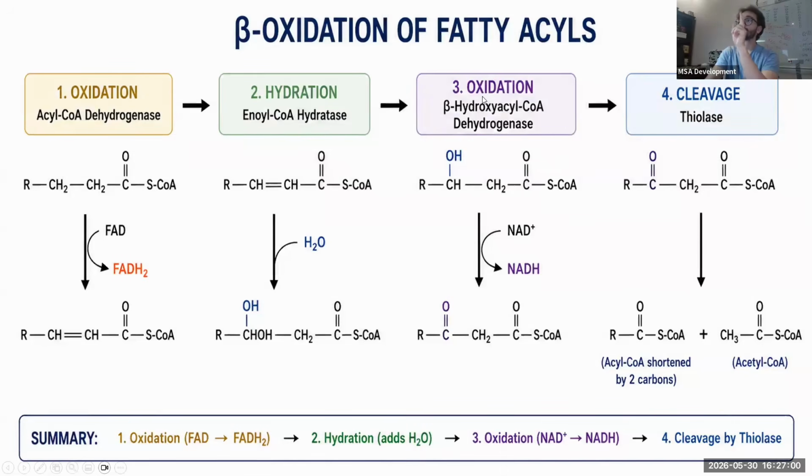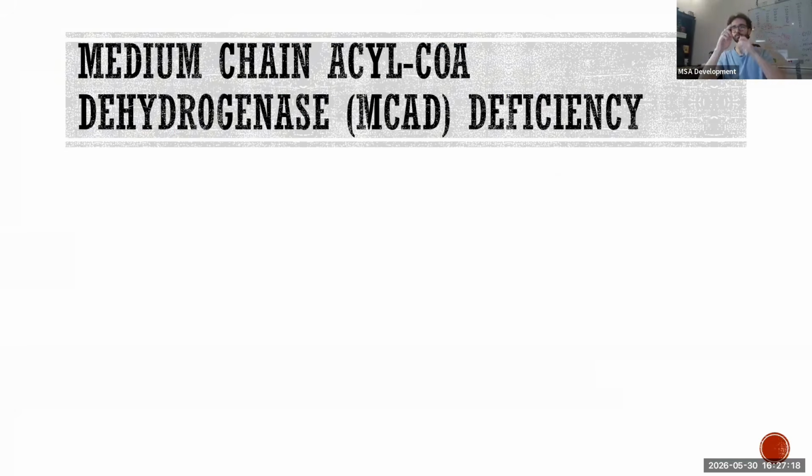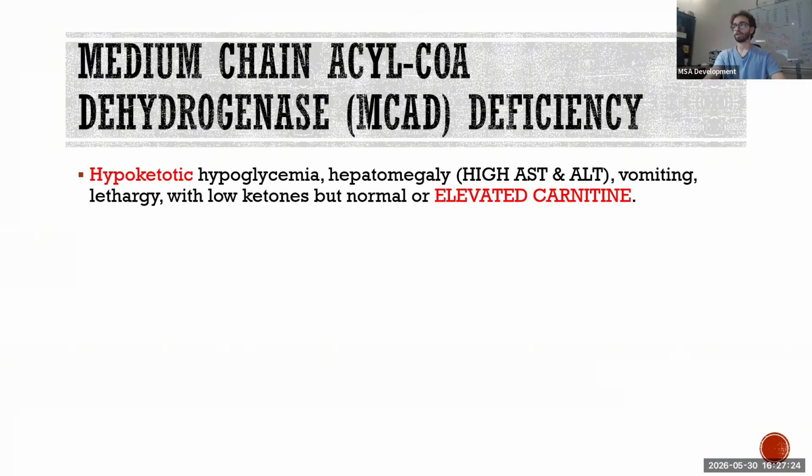And oxidation number two is what's going to give us NADH. So oxidation number one, FADH2; oxidation number two, NADH. The only enzyme I want you to remember from here is for oxidation number one, which is acyl-CoA dehydrogenase. Why do I want you to remember this enzyme? Because it's associated with a disease. That disease is medium chain acyl-CoA dehydrogenase deficiency, which is a deficiency of the enzyme we said.